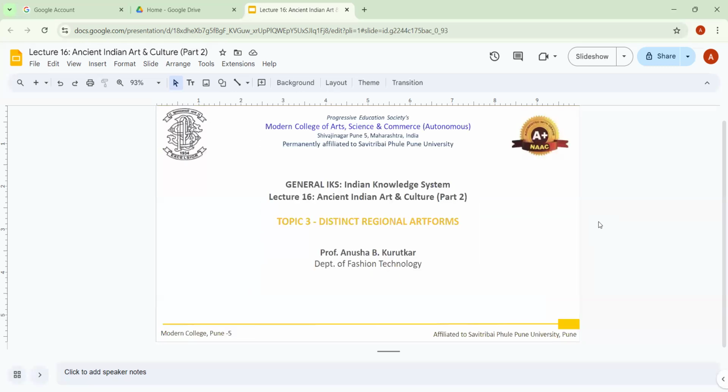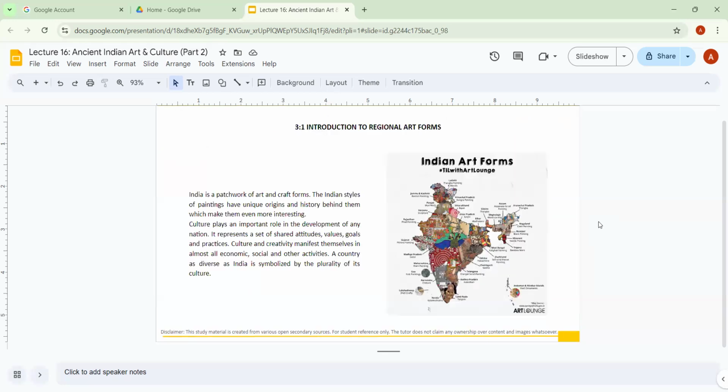Topic 3: Distinct regional art forms. Introduction to regional art forms. As we know, India is a country where every state has a distinct art form of their own. Let's study about them.